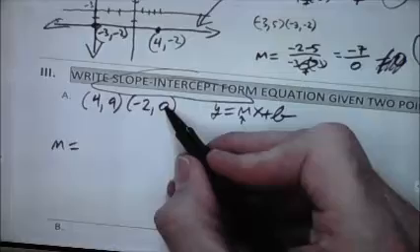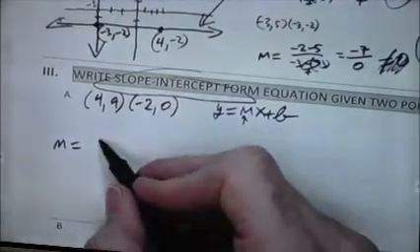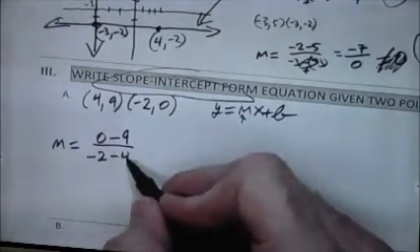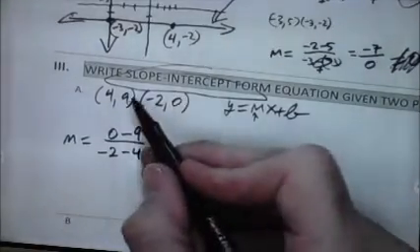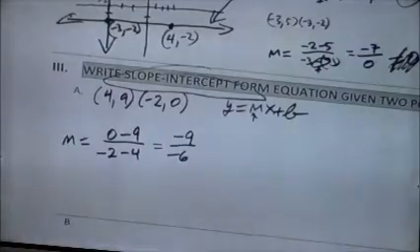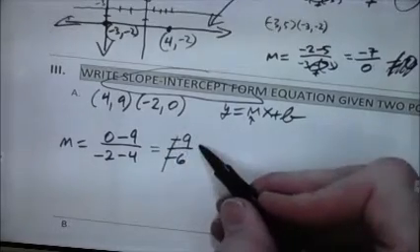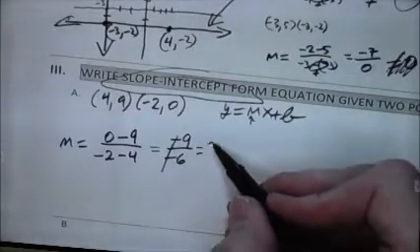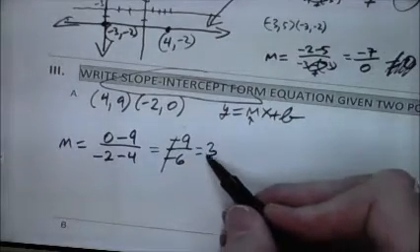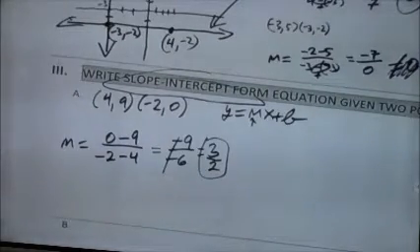m is equal to y minus y over x minus x. So if this is the second pair, I'll do y2, 0, minus the 9, and underneath I'll do -2 minus 4. So I did y minus y and x minus x. That gives me a negative 9 here and a negative 6 there. The negatives cancel out, and when I divide top and bottom by the number 3, 9 divided by 3 is 3, and 6 divided by 3 is 2. So I have a slope of 3 over 2.